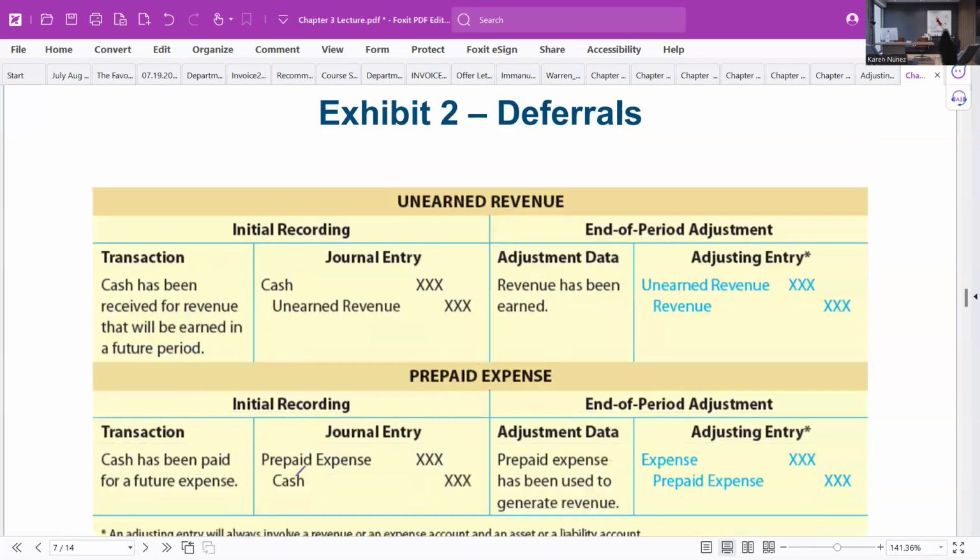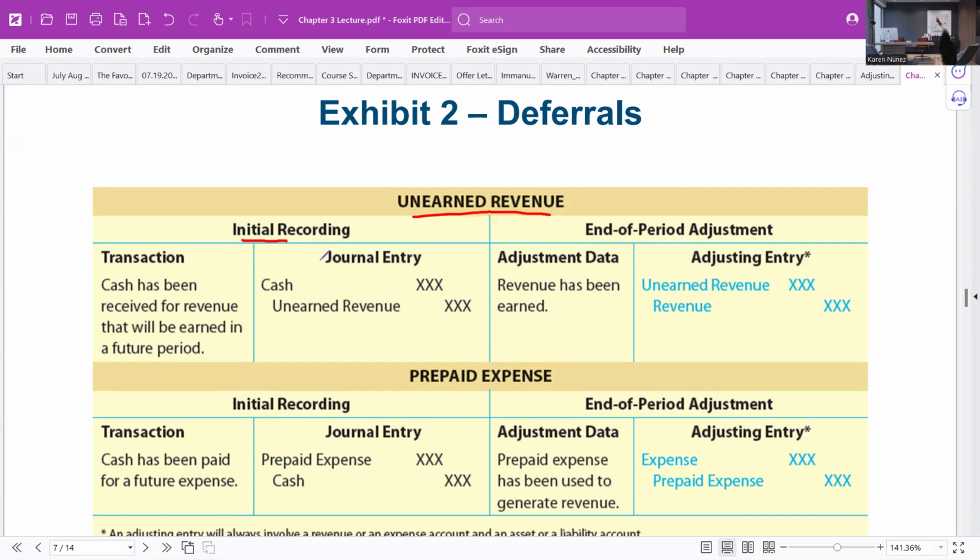Next, the second kind of adjusting entry is a deferral. So we've got to defer revenue when we've received the cash, but we haven't earned it. That's the initial recording. In this first illustration, a deferred revenue, we also refer to it as an unearned revenue. That means that in the initial recording, we receive the cash, but it's for revenue that we haven't earned yet. And so we're not able to recognize it as revenue when we receive the cash.